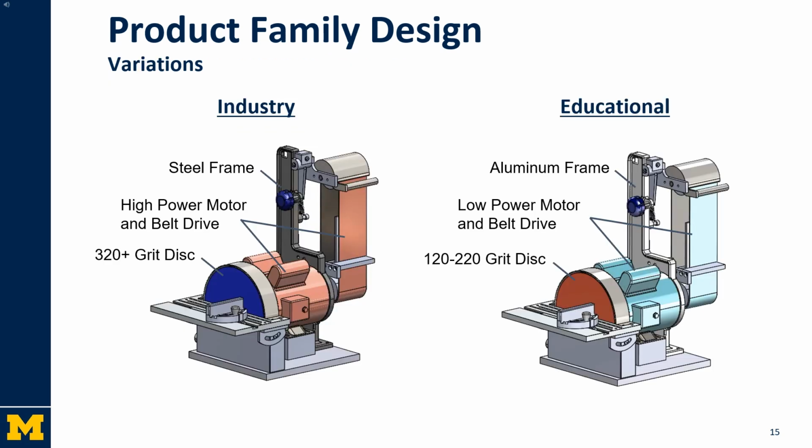From our primary and secondary customers, we develop variations for industry and education. Since industry typically uses heavy-duty materials, the industrial variation includes a steel frame, high-power motor and belt drive, and a 320-plus grit disc. In contrast, since educational applications typically use softer materials, the educational variation includes an aluminum frame, low power motor and belt drive, and a 120 to 220 grit disc.